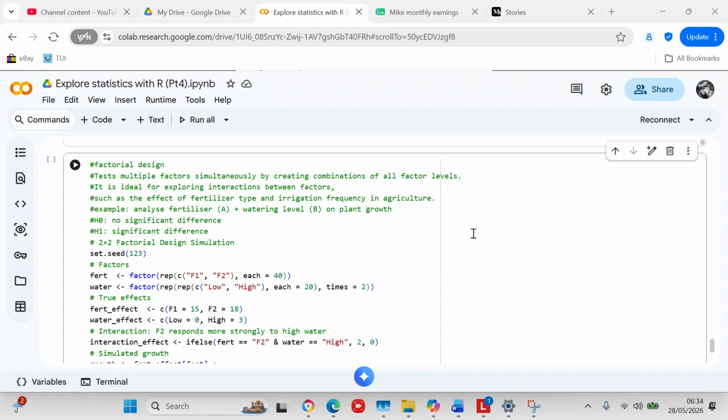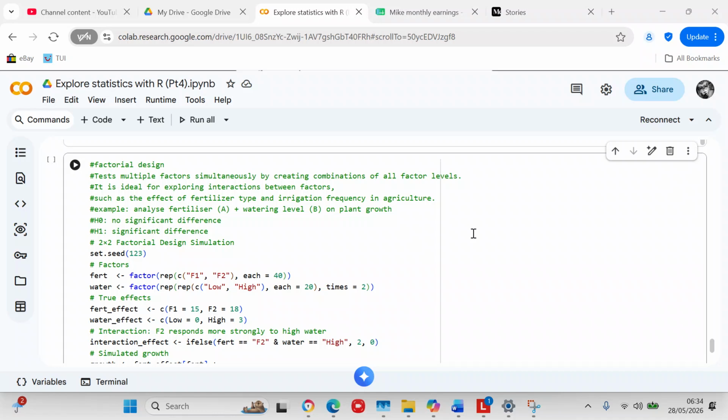It is Crystal here, and what we're going to discuss in this video is another technique of experimental design, and we're going to cover a model of factorial design. Factorial design tests multiple factors simultaneously by creating combinations of all factor levels. It is ideal for exploring interactions between factors, such as the effect of fertilizer type and irrigation frequency in agriculture.